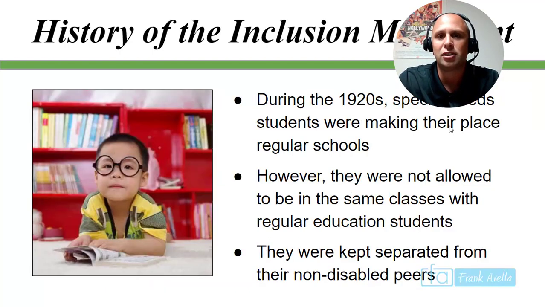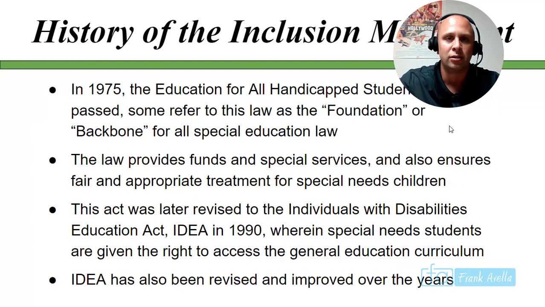During the 1920s, special needs students were making their place in regular schools. However, they weren't allowed to be in the same classroom with regular education students. They were kept separated from their non-disabled peers. And looking back now, we can see the wrongs.